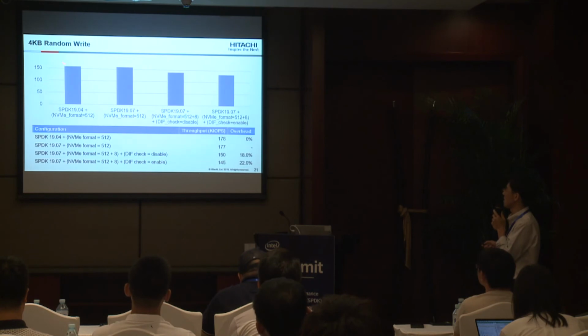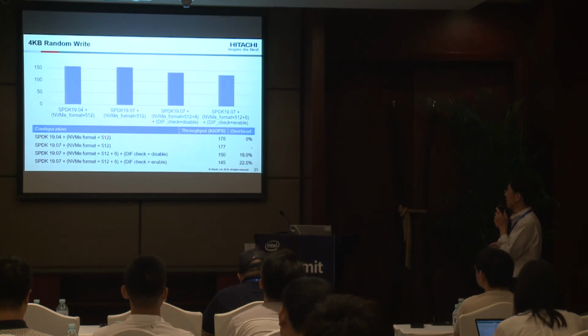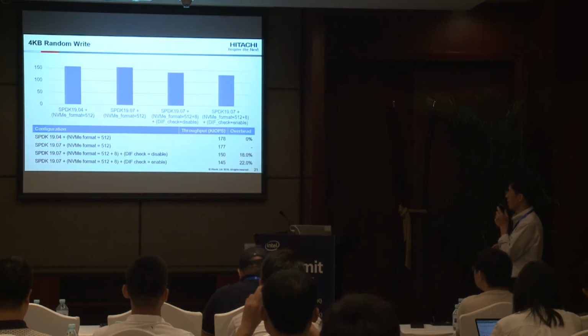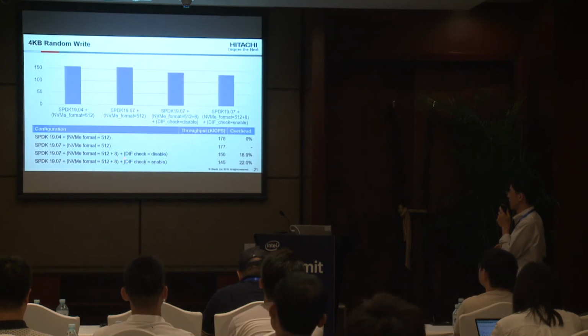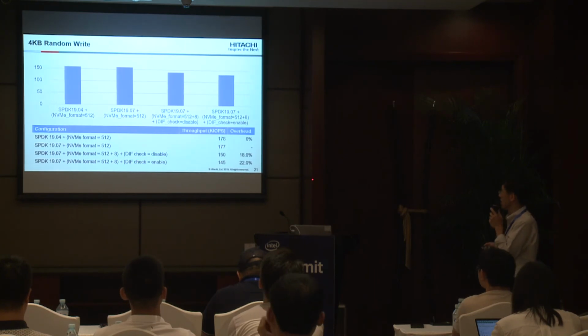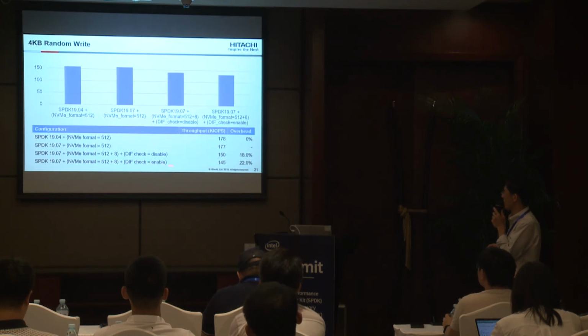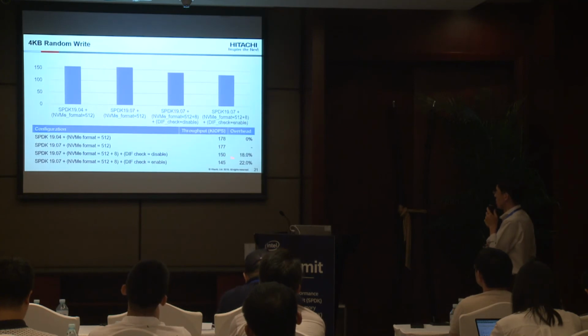On the other hand, this page shows the write I/O. Different from read I/O, we don't see any difference between 19.04 and 19.07. And the third one is the same as the last page. The special scatter list added 18% overhead, and DIF check or DIF computation added an extra 4% overhead. So we saw 22% overhead in total.